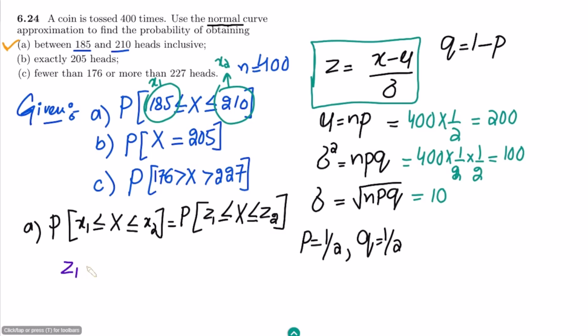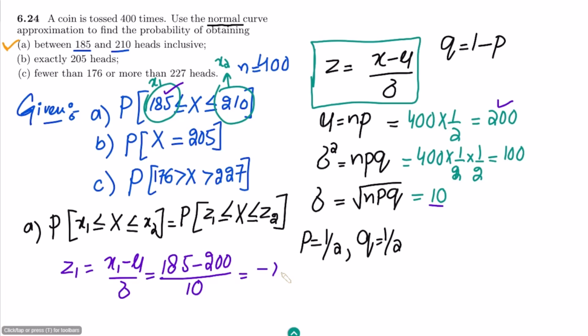Okay, so to find out the values of these, let me use this color. The value of Z1 is X1 minus mu divided by sigma. The value of X1 is 185, so 185 minus mu, which is 200, divided by sigma, which is 10. Okay, so here it would be minus 15 divided by 10, so it would be minus 1.5.